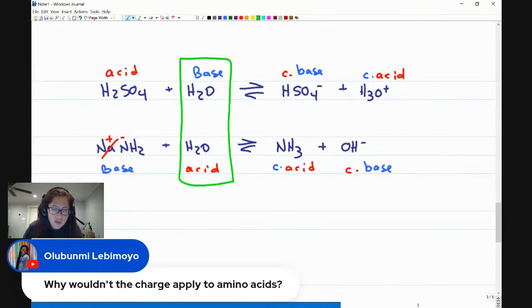Question: why wouldn't the charge apply to amino acids? I'm not sure I understand your question. So I think you're talking about the acidic and basic side chains. And so when you're looking at a negative side chain and calling it an acid, it's the conjugate base of an acid. So for example, aspartic acid is an OH, neutral. Aspartate is the conjugate base of aspartic acid with a negative charge. So let me know if that answers your question.